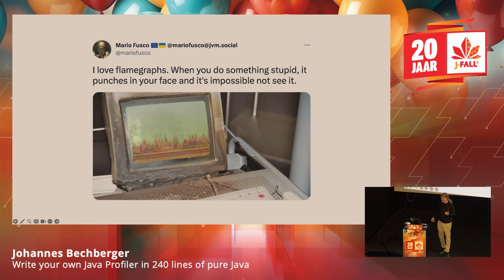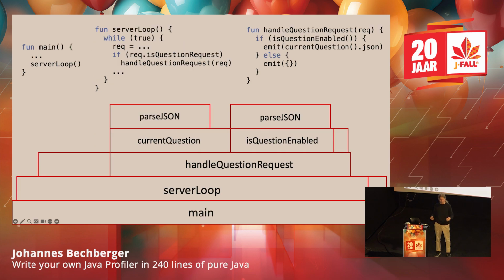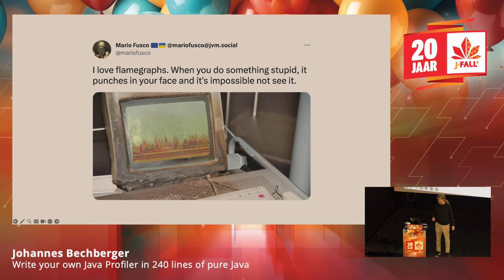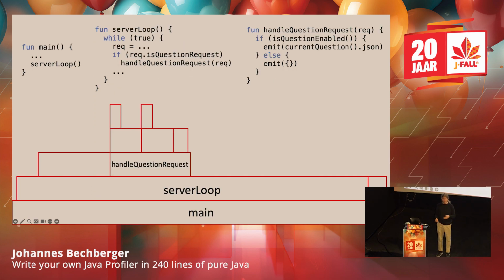But hey, flamegraphs are great. I love flamegraphs. When you do something stupid, it punches you in your face, and it's impossible not to see it, according to Mario Fusco. And I can agree. We can all see that it's not a good idea to store all data in JSON and parse it all the time. So then I replaced it with a simple SQLite database, and it works. The problem is now Corona is over, so we don't need this application anymore. But okay, I think it also has good things that Corona is over.